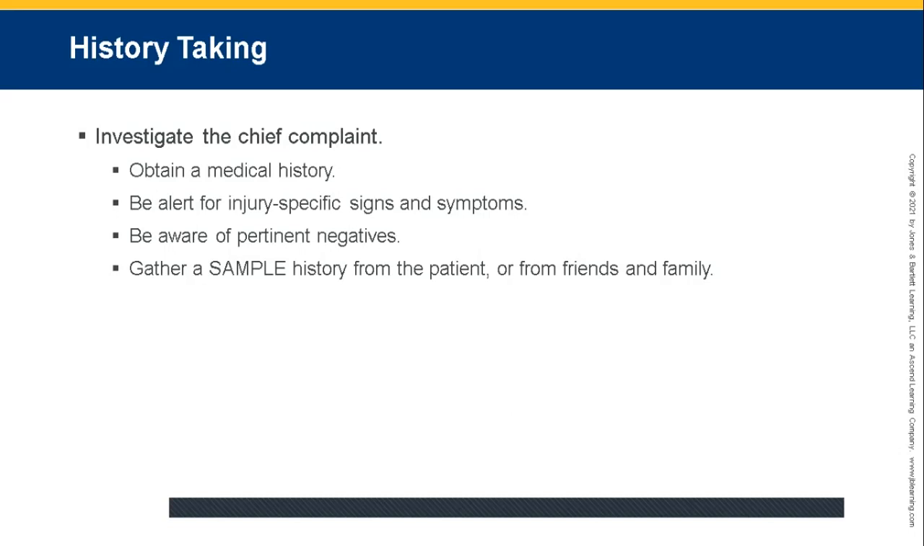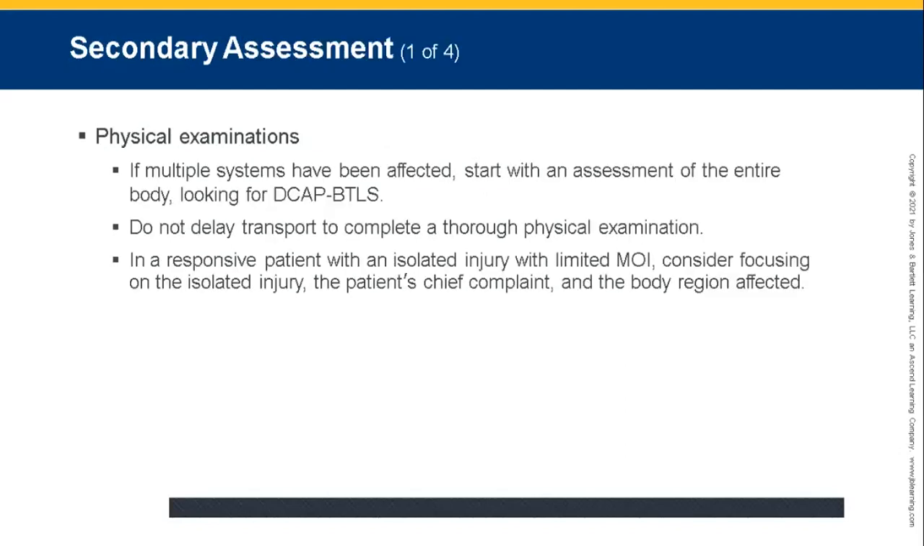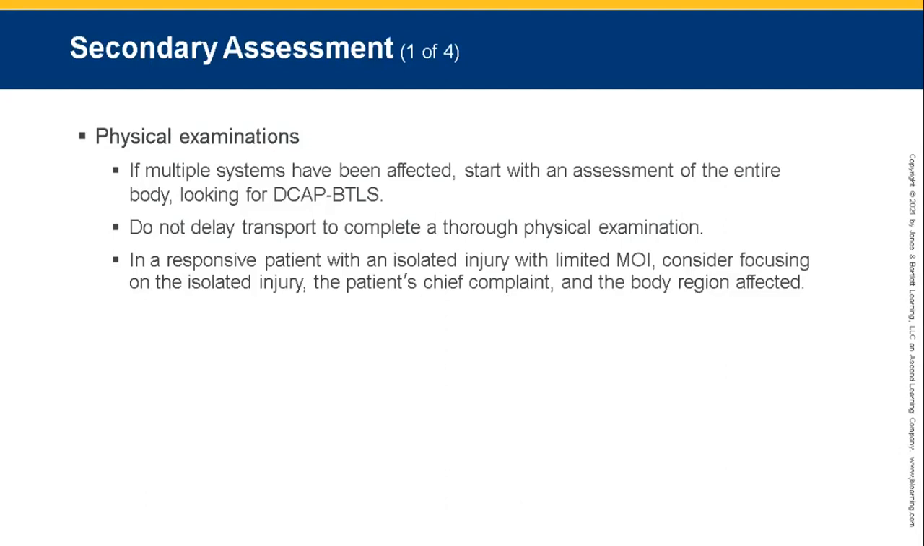So investigate the chief complaint. Obtain a medical history. Be alert for injury-specific signs and symptoms. Be aware of pertinent negatives. Get a SAMPLE history from the patient or from friends and family. Secondary assessment. Physical examinations. If multiple systems have been affected, start with an assessment of the entire body. Look for DCAP-BTLS. Do not delay transport to complete a thorough physical examination.